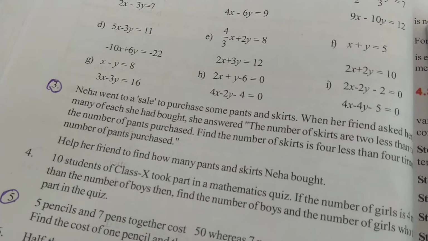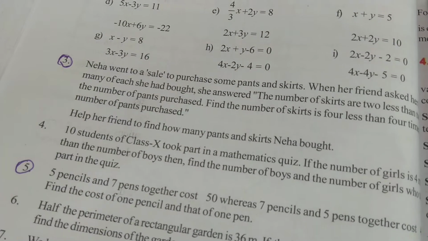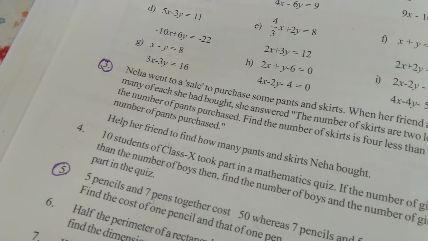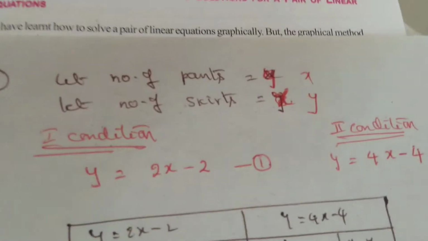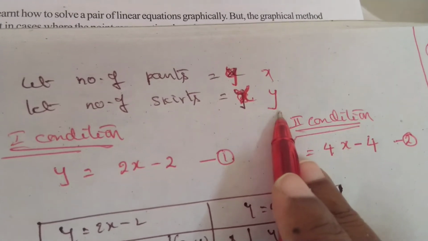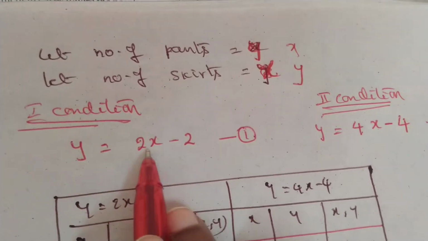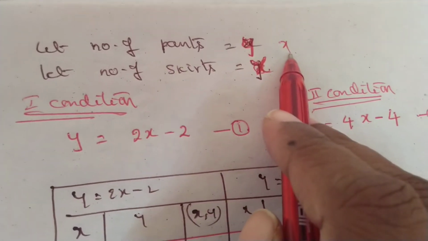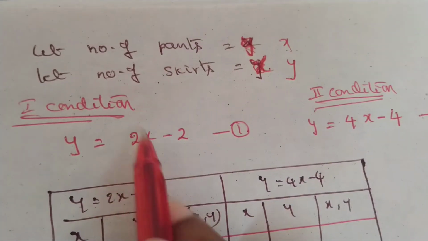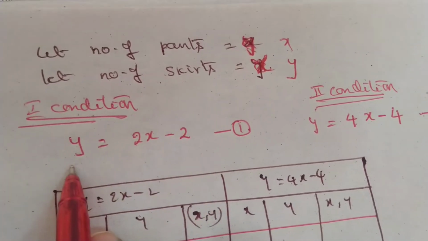Depending on what you have taken as X or Y, the equation changes. Here let us take the number of pants as X and the number of skirts as Y. Our job is to find the number of skirts, so we write the equation in terms of Y. Y is equal to twice the number of pants, twice X, which is 2X, minus 2. So 2X minus 2 is the first condition.